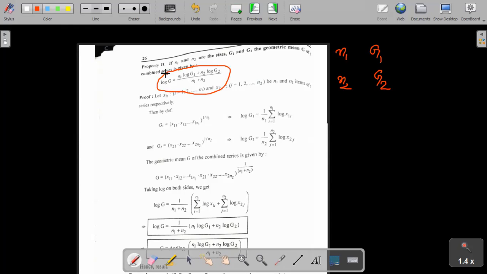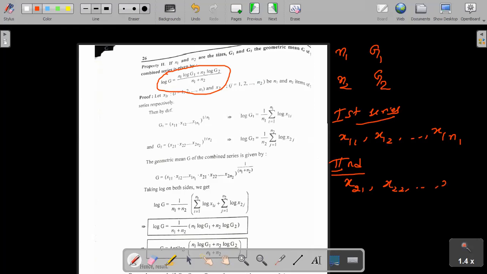So we just have to apply the definition. Suppose the first series has these elements x11, x12, and so on up to x1n1, and the second series has these elements x21, x22, and so on up to x2n2. So we know what g1 will be. G1 will be x11, x12, and so on up to x1n1, whole to the power 1 by n1.